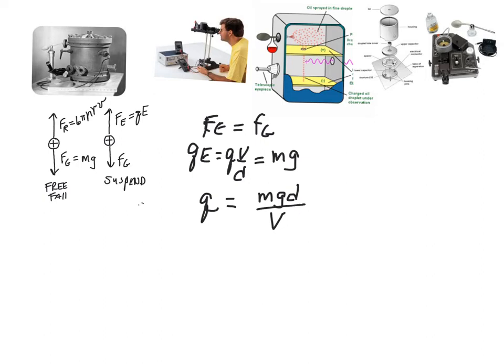The G we know. The D is the distance between the plates we measure. The V is the voltage. We measure that with the meter. But we don't know M. So we can't solve this till we get M.